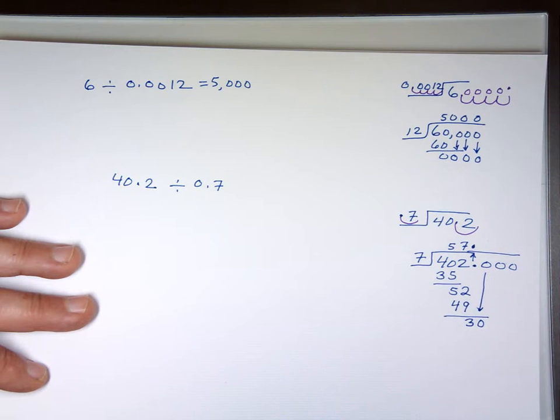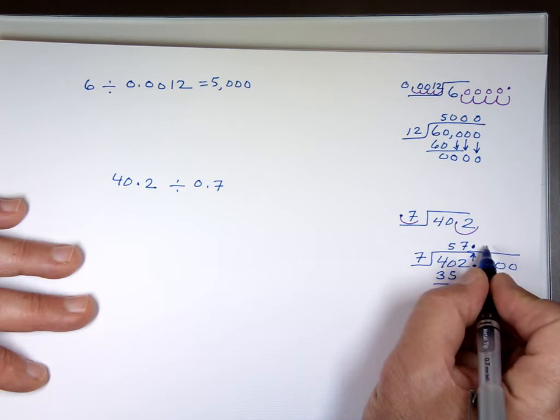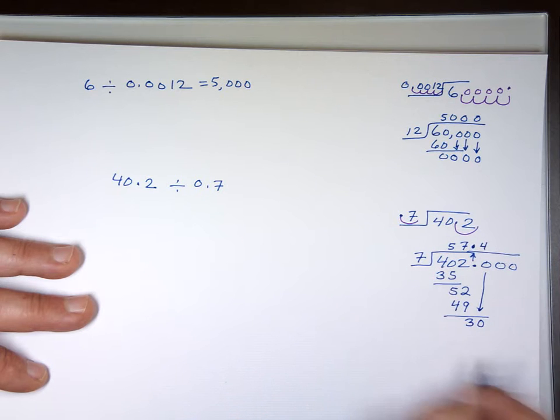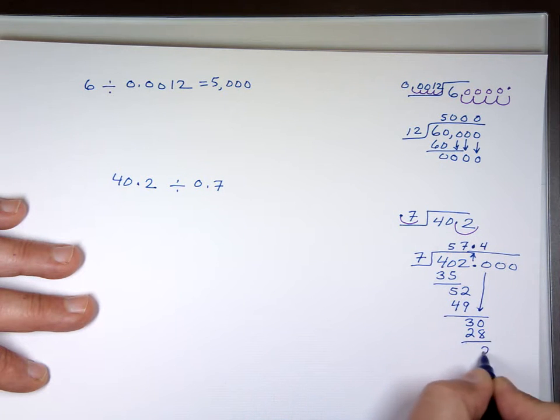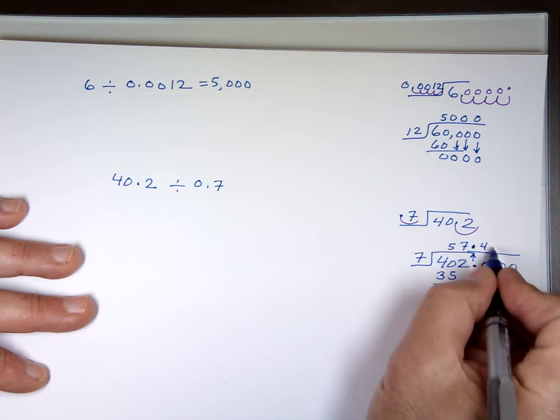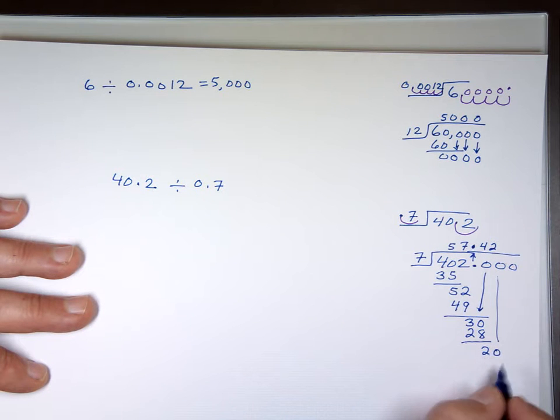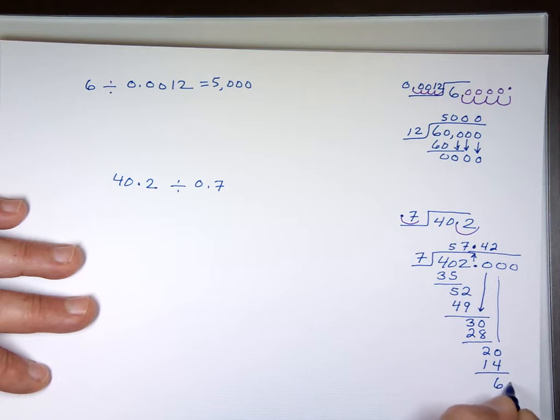30 divided by 7. About 4. 4 times 7? 28. Bring that 0 down. 20 divided by 7. 2. 2 times 7? 14. The remainder is what? 6. 60 divided by 7. 8. 8 times 7? 56.